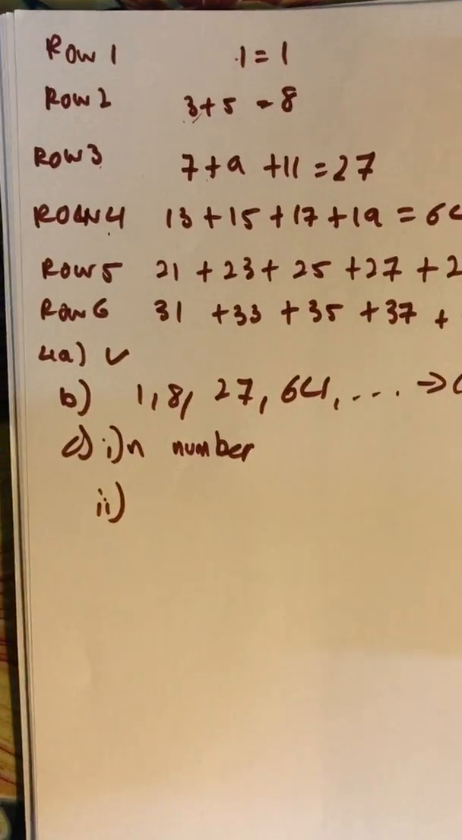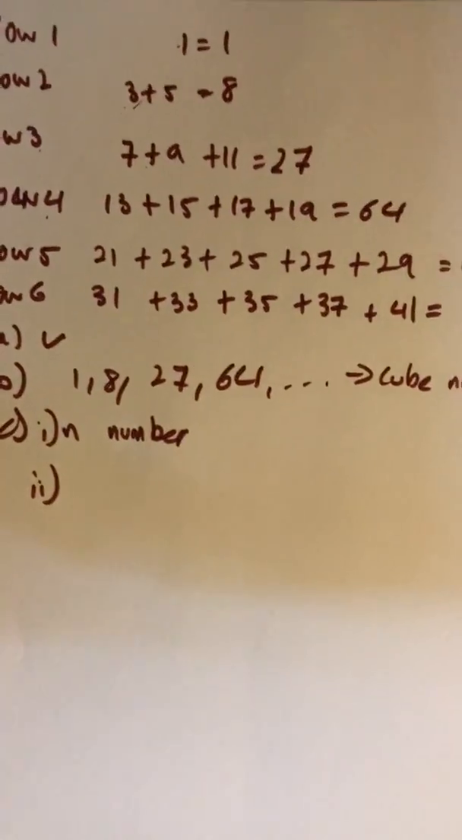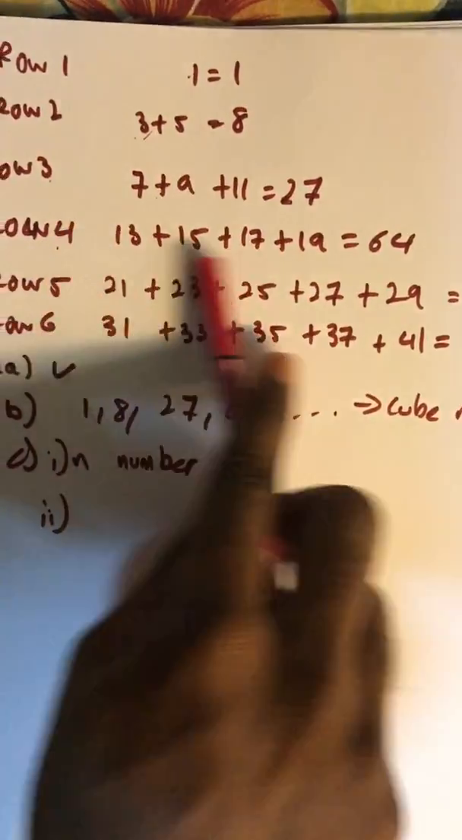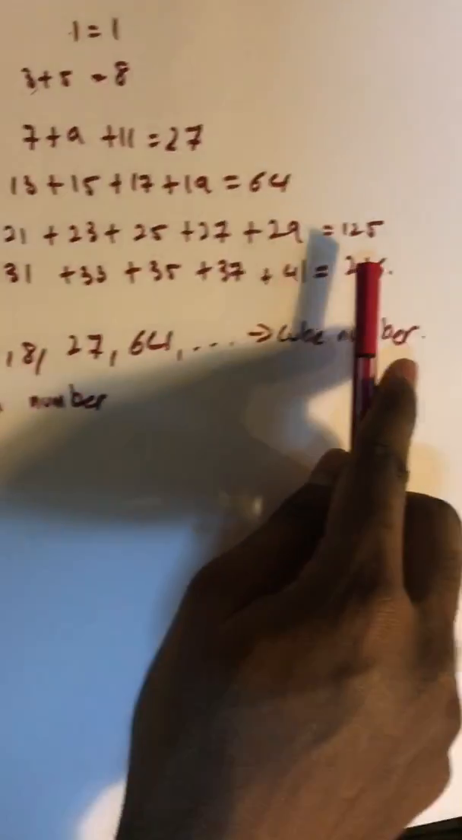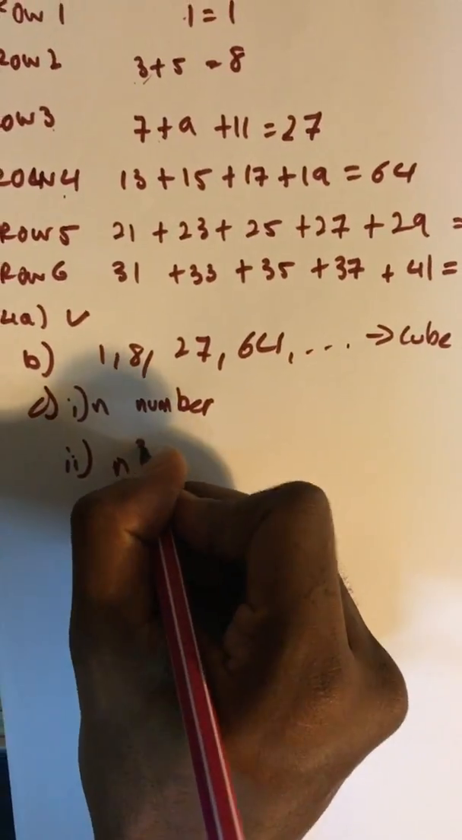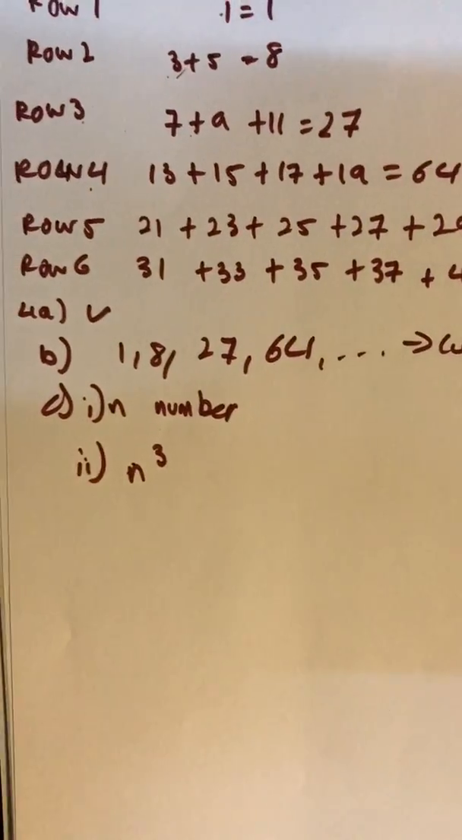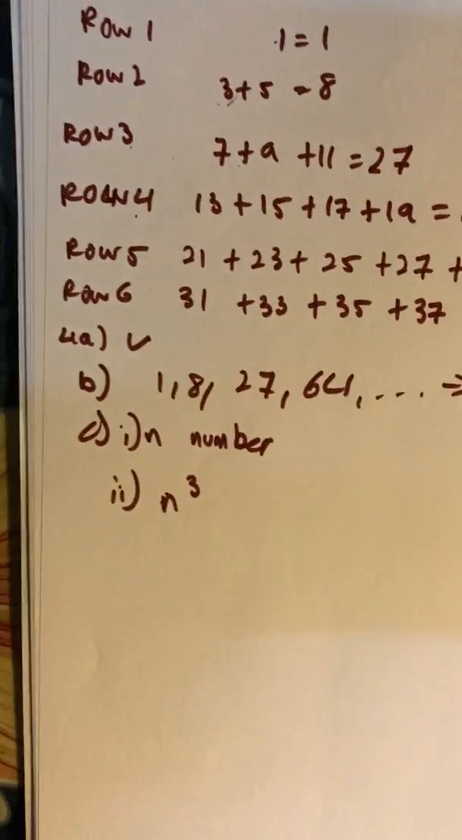For C Roman 2, they say the total of these numbers. Okay, so they ask you the total of these numbers. That means when I sum all the row, what's my total here? So you notice it's actually cube. Like for 5, 5 cubed is 125, 6 cubed is 216. So the total of that particular row we can obtain through n cubed. Okay, so done.